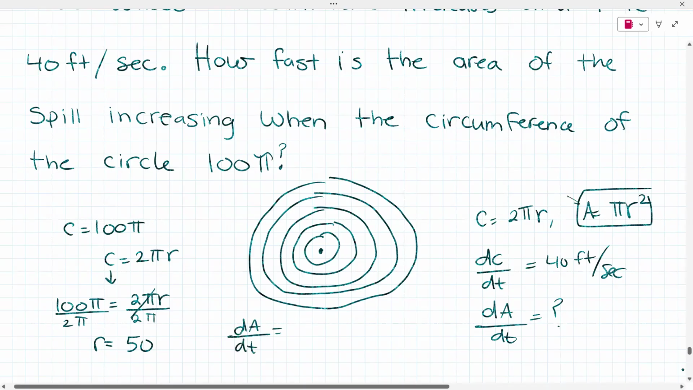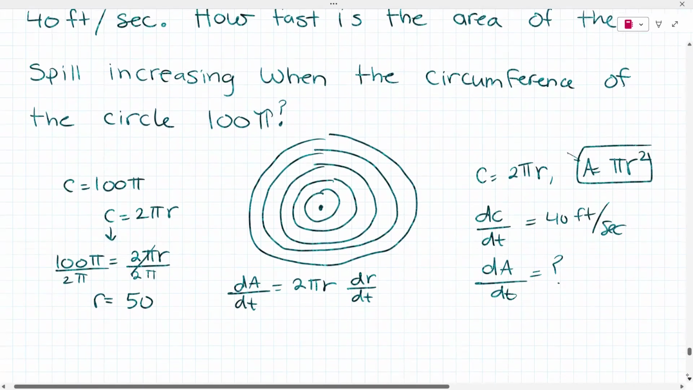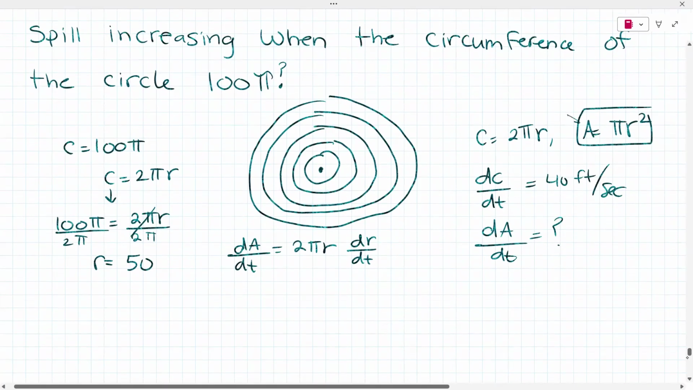What's the derivative of pi r squared with respect to time? You could think pi is a constant, so it's just power rule. So 2 times pi is 2 pi, and then dr/dt, because we're taking it with respect to time. And then I put a dr on the top because that's what we have in r, right? So we've got to find dr/dt.